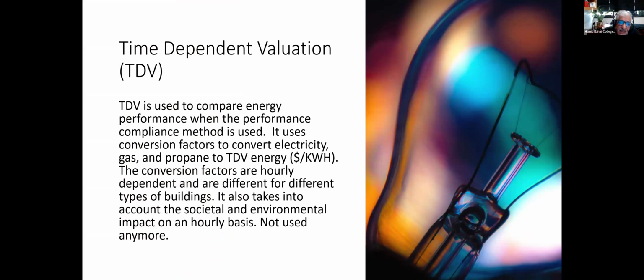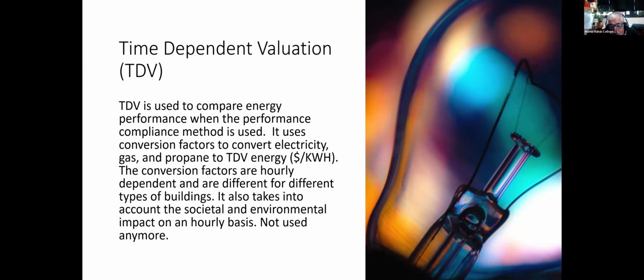There is another parameter that's not in use as much. It's called the time-dependent valuation parameter, which is used to compare energy performance of the buildings or energy performance for different designs. When we want to meet certain compliance, it converts electricity, gas, and propane to TDV energy, in dollars per kilowatt hour. It's hourly based and is different for different types of buildings. It takes into account the societal and environmental impact on an hourly basis.